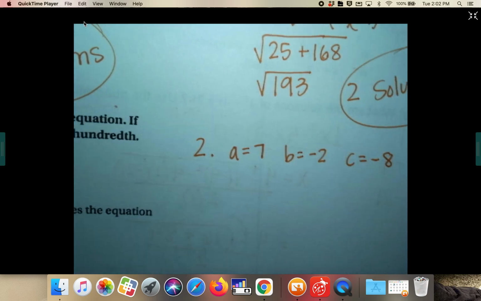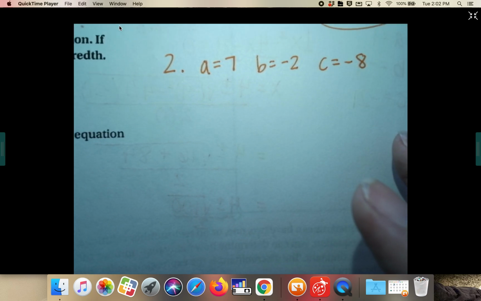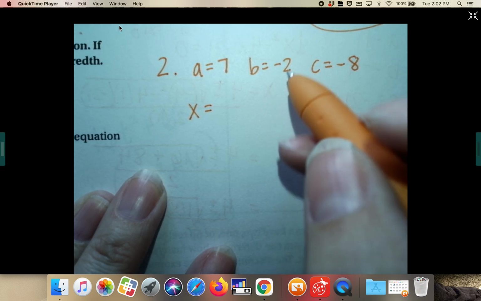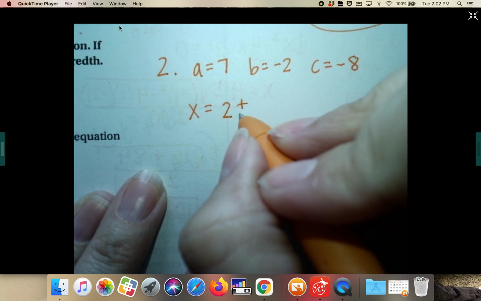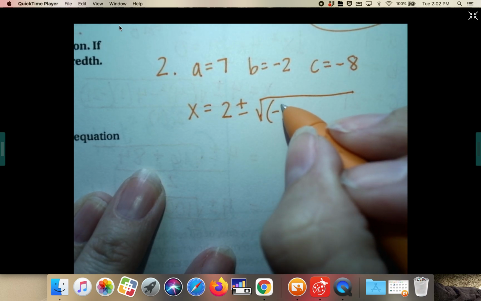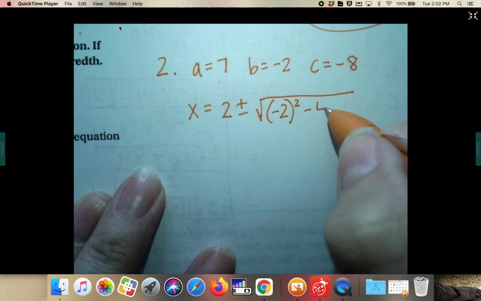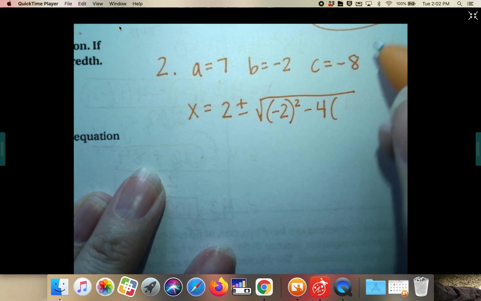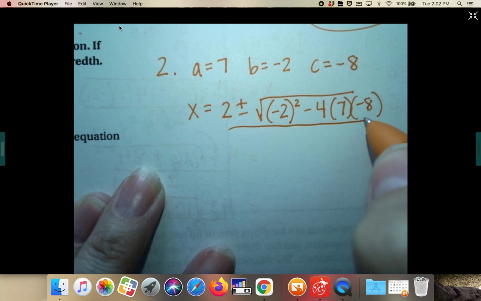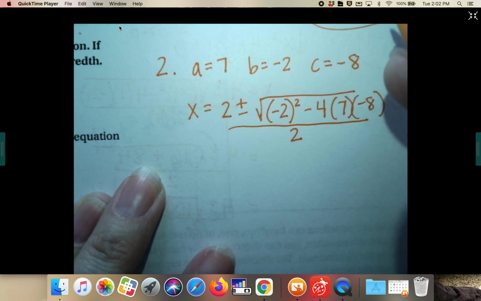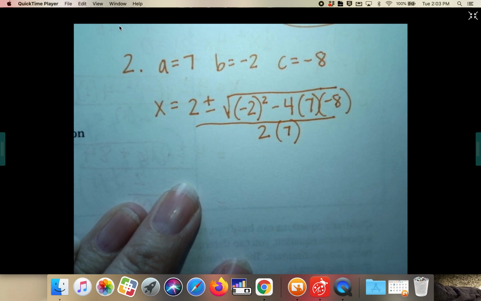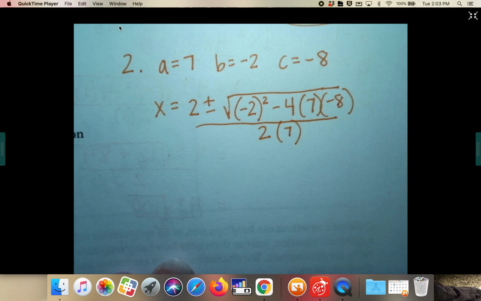All right. Pop Goes the Weasel is the theme of the song. So it is x equals opposite b. Opposite of -2 is +2. Plus or minus the square root of b squared, so -2 squared, b squared minus 4ac. a is 7, c is -8, all over 2a. a is 7. Okay, all I did was write out that formula, singing that song, plugging in those numbers.